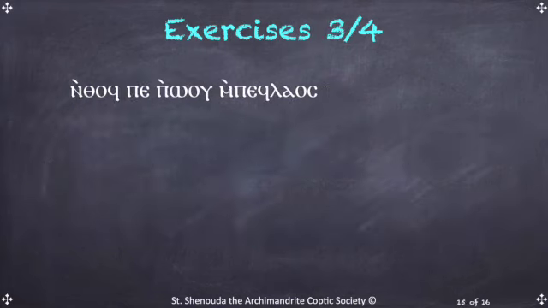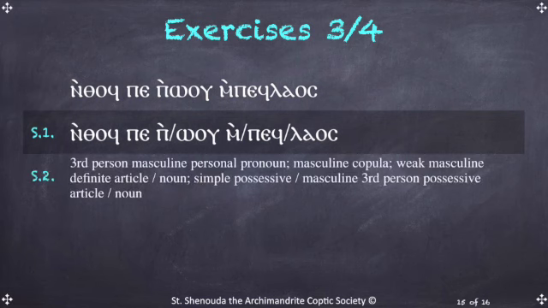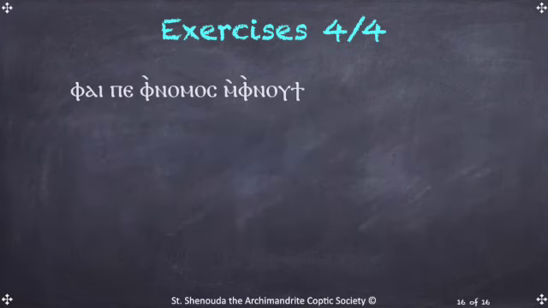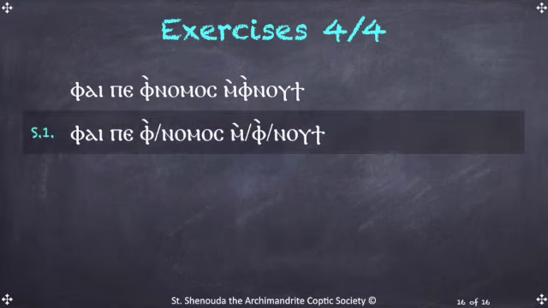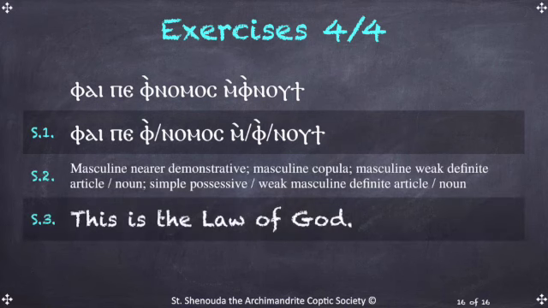Entov pe ep o empeflaus. I break it, define the pieces, and translate. It is the glory of his people. Last one. Phi pe if nomos emifnuti. Step 1, step 2, finally translation. This is the law of God.